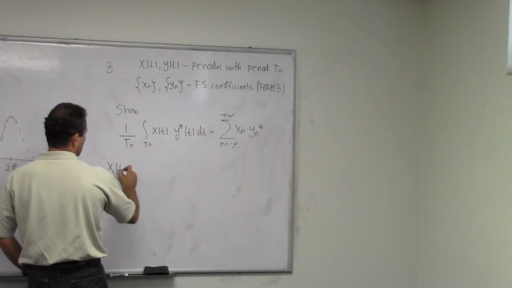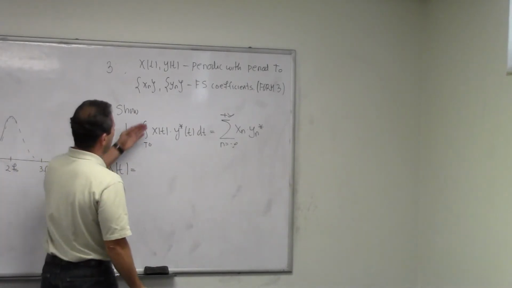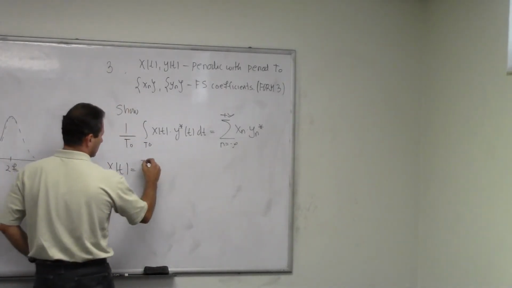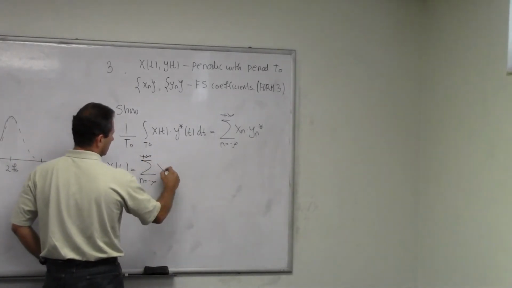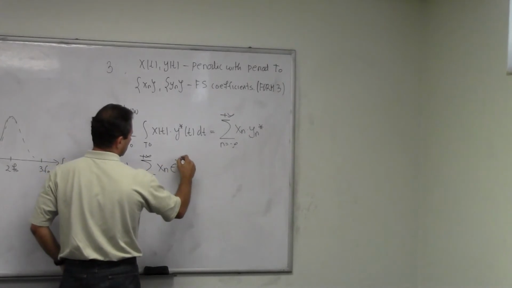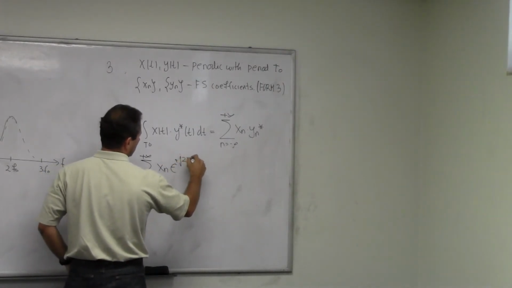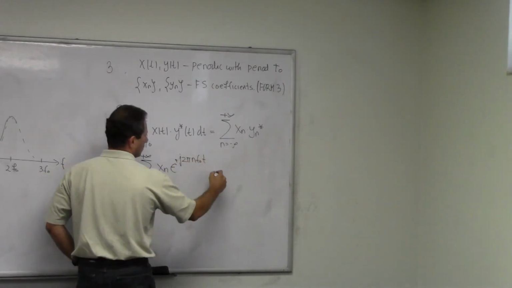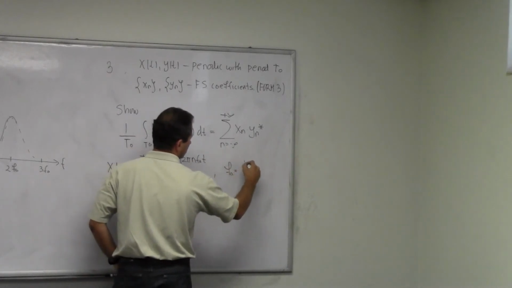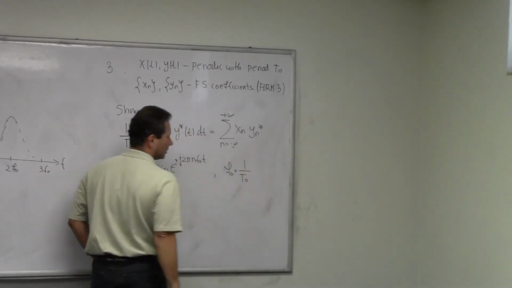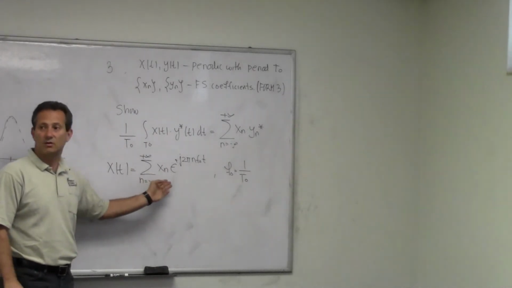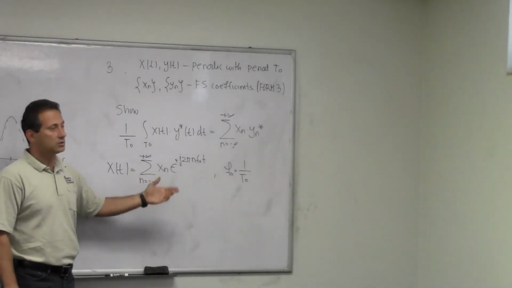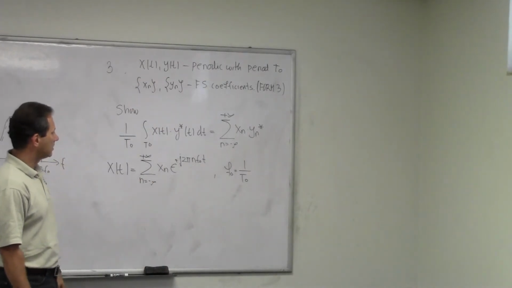x of t is periodic with these coefficients xn, so I can say x of t is the sum, n goes from minus infinity to plus infinity, xn e to the plus j 2 pi n f0 t, where this f0 is the fundamental frequency 1 over T0. This is just saying that x of t can be expressed as a complex Fourier series, which is true by virtue of it being periodic.